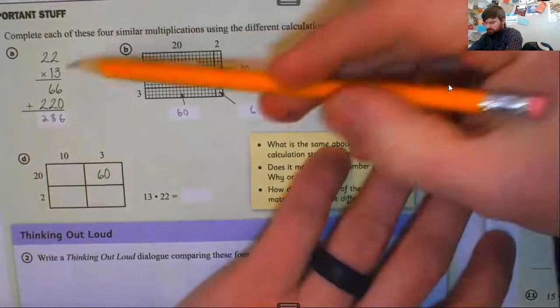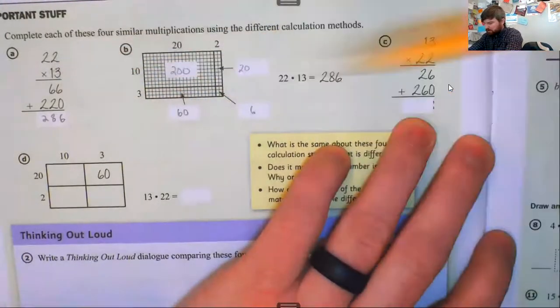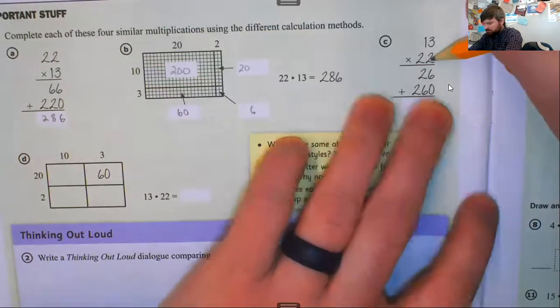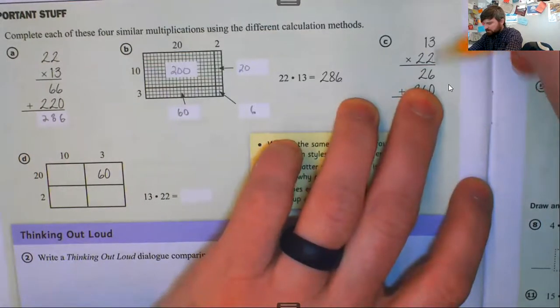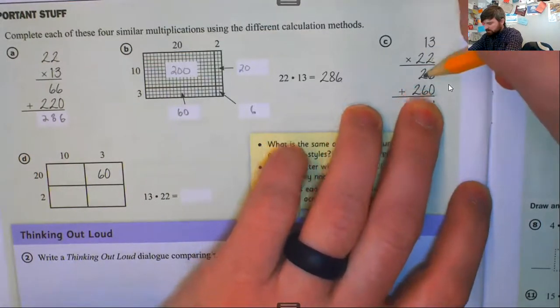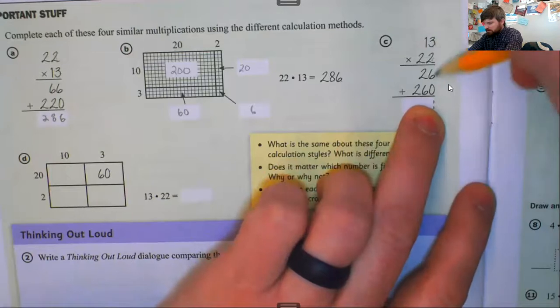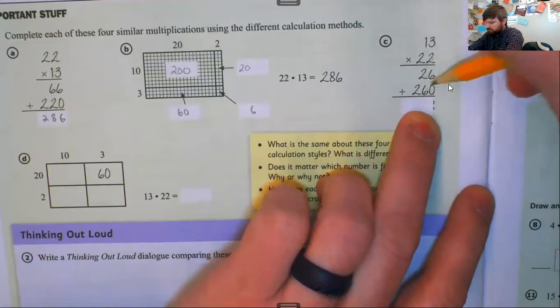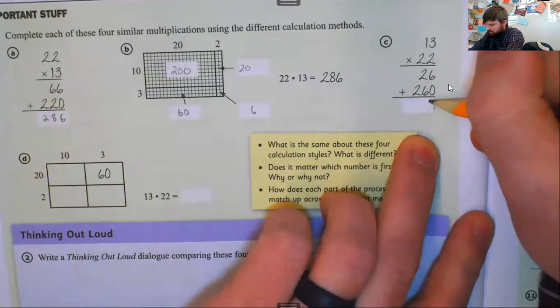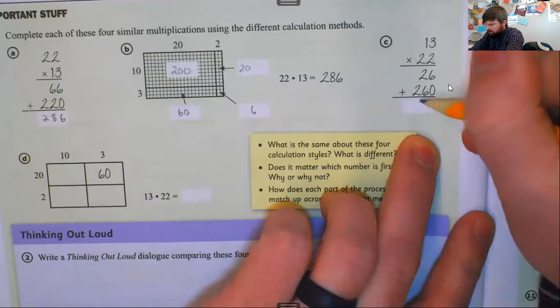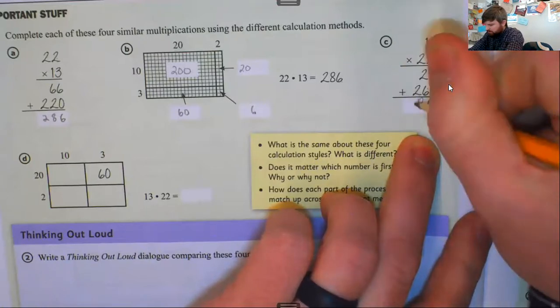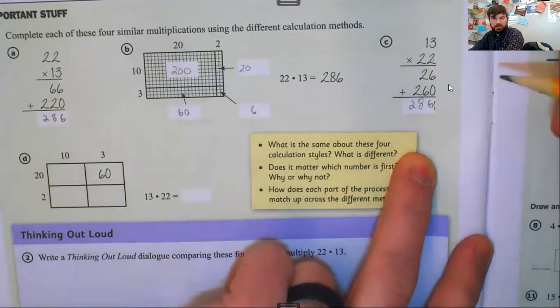Now, similar to before, we can flip these around. So I can take 13 times 22. You got 2 times 3 is 6, 2 times 1 is 2. Put your 0 because you're multiplying by 20 now. So 2 times 3 is 6 and 2 times 1 is 2. Then you add straight down, you still get a 6 there, an 8 there, and a 2 there. So still 286.